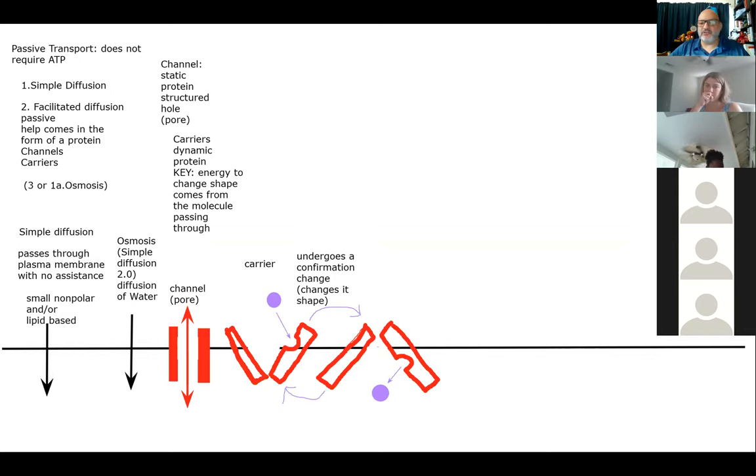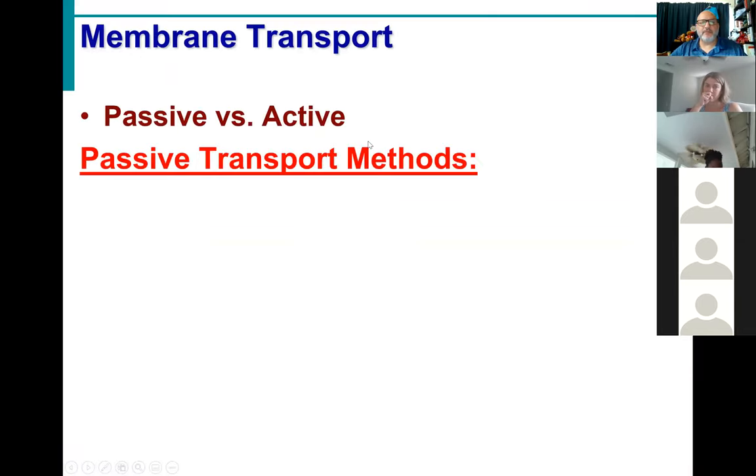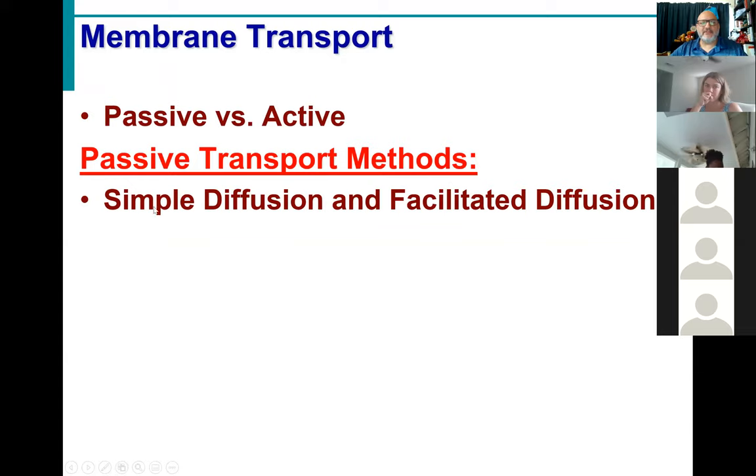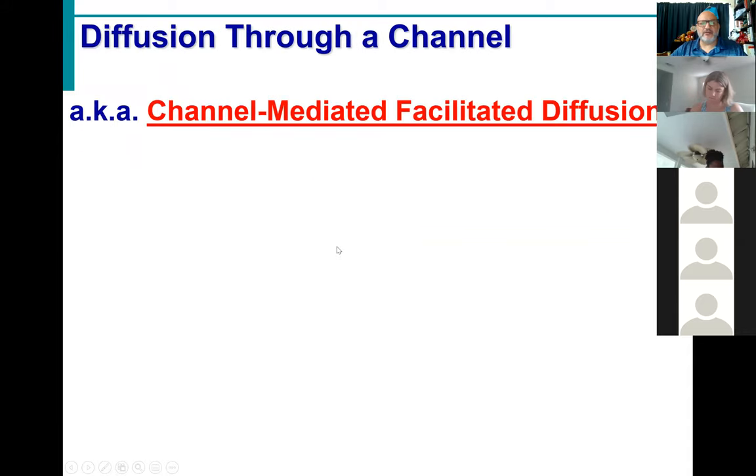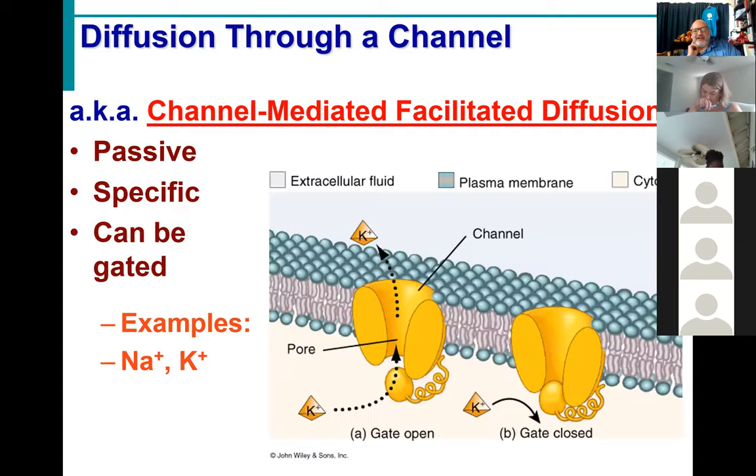But let's look at the pretty pictures from your textbook to go through this a little bit more. With our passive, we have simple diffusion and facilitated. We've talked about the differences between channels and carriers. And again, with our channel-mediated facilitated diffusion, it's passive, it can be specific, it can be gated. And here we see an example of this from your textbook. Notice this is a potassium channel. It is a protein that is embedded with the plasma membrane, a transmembrane protein. We're seeing half of it here. And it has a hole in the center, the pore, that allows potassium to flow.